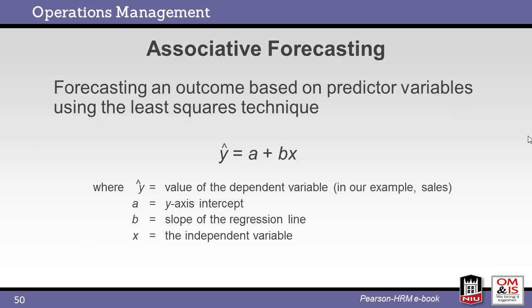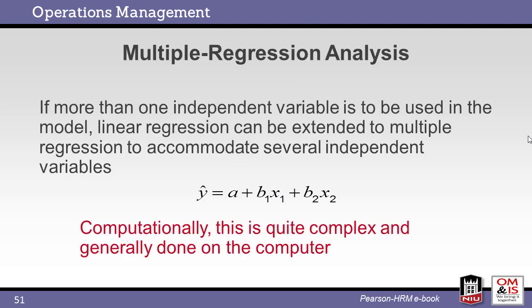Associative forecasting uses predictor variables and uses the least squares technique. We start with the equation for our trend line. Computer models are used to calculate multiple regression forecasts. This approach is used when multiple independent variables contribute to the outcome. The basic equation for a trend based upon multiple variables is shown here.